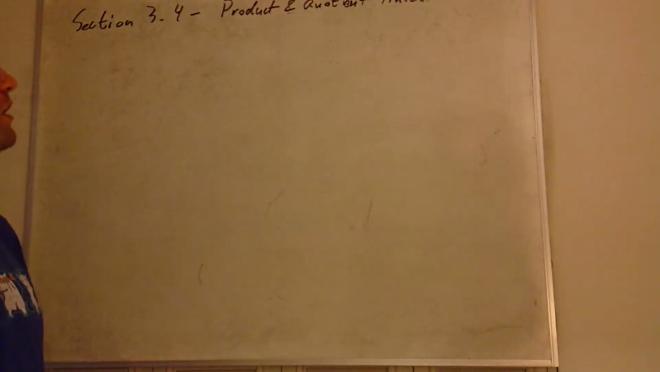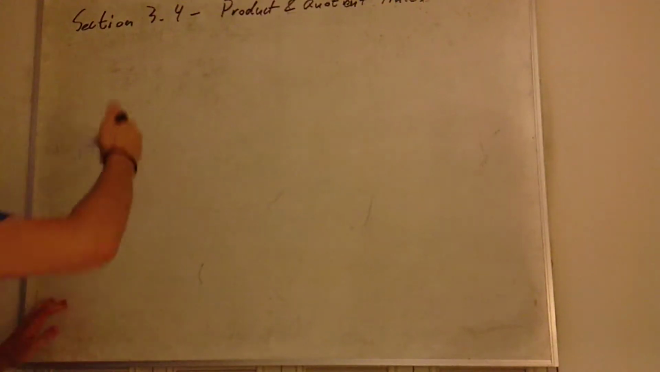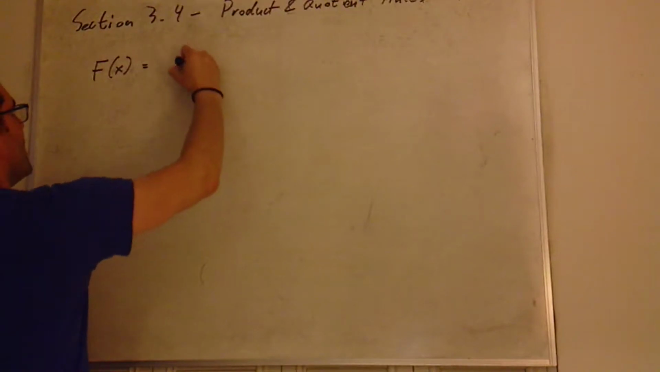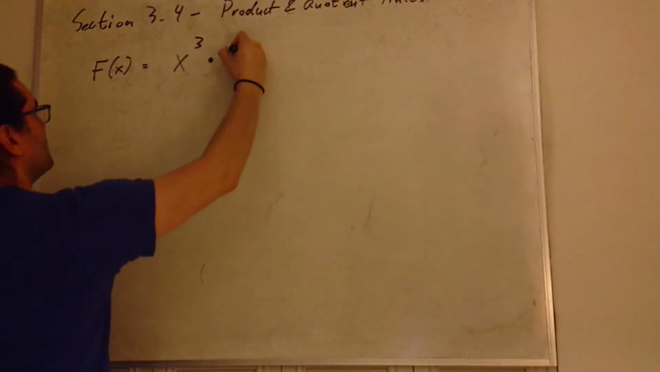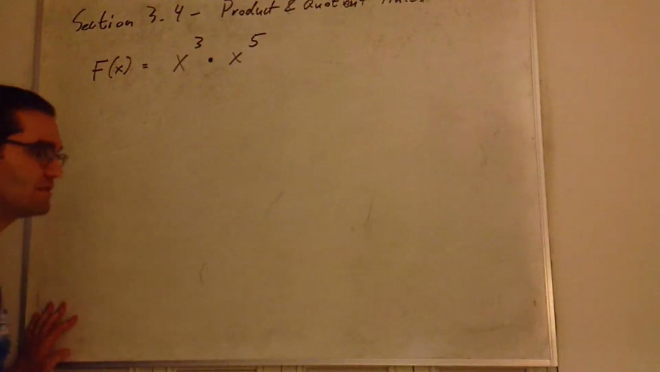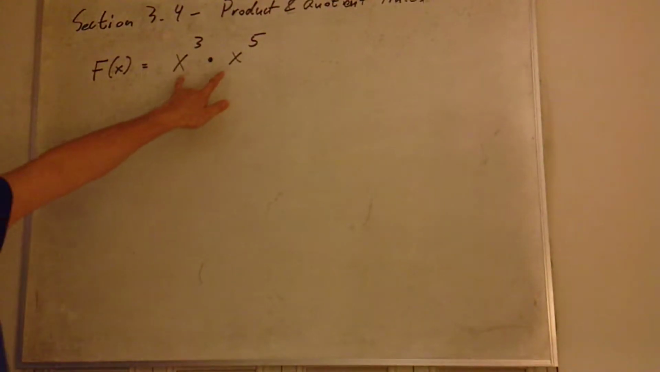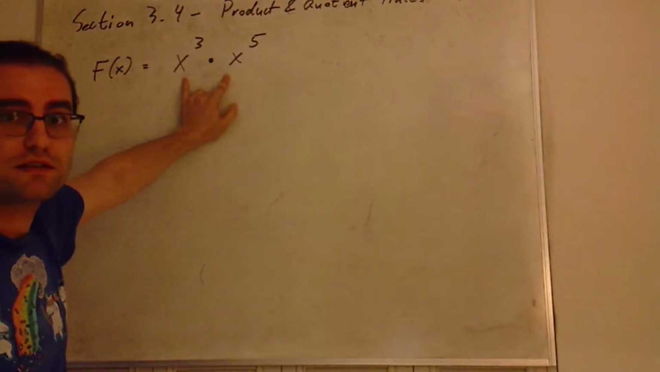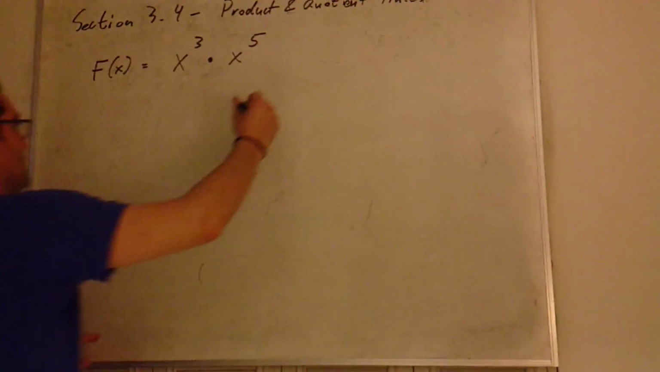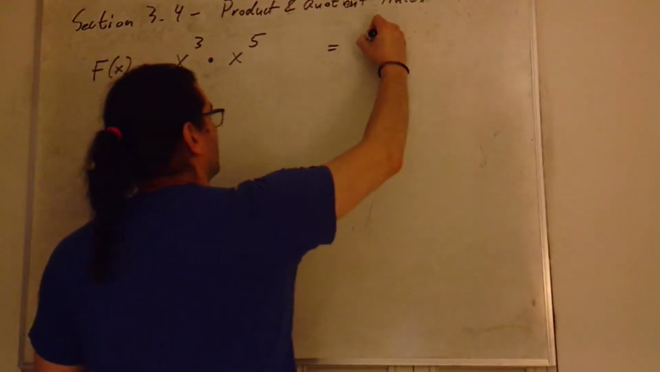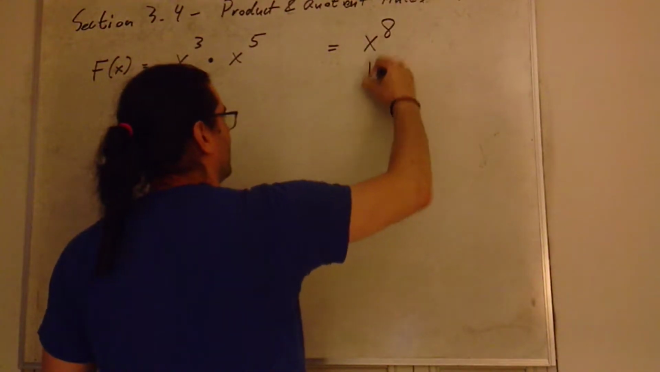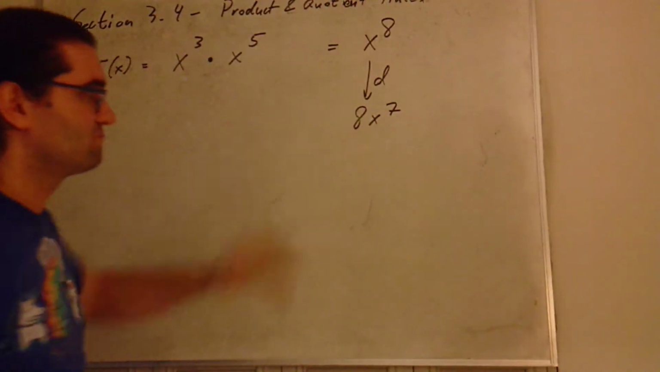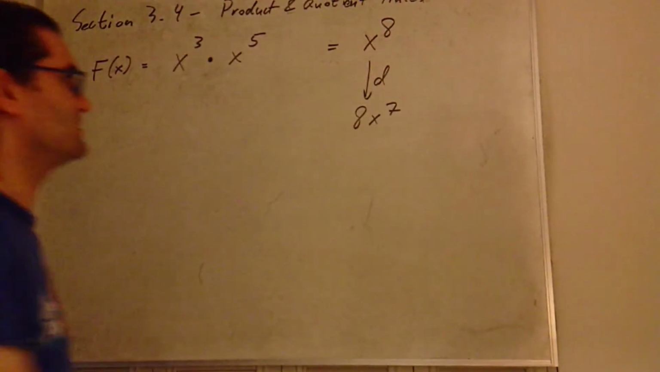So let's start with a product function, a function that is the product of two other functions. And let's start with something really simple like x cubed times x to the fifth. This is a really good function for exploring the product rule because we can just simplify this and then take a derivative. There it is. This is what f prime of x is.